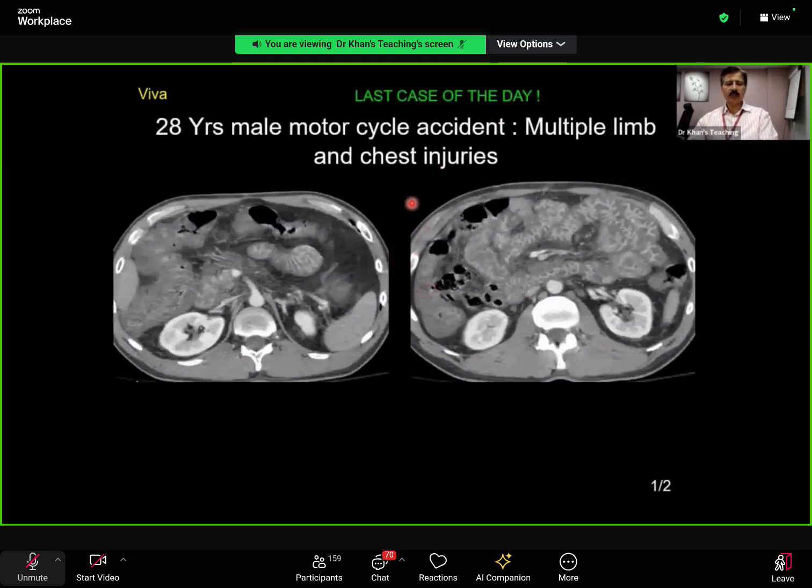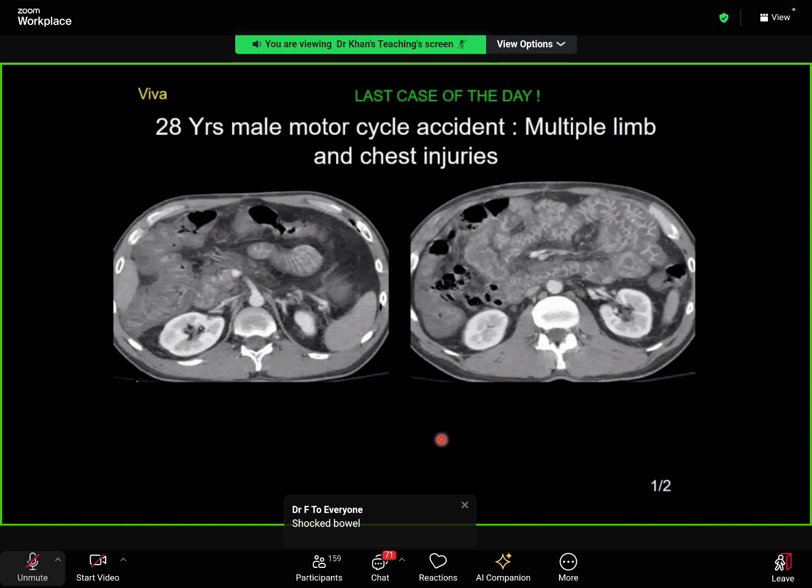Last case of the day. 28-year-old male, motorcycle accident, multiple limb and chest injuries. Over to you. So this is the last case of the day. Those of you who are still with us, there are 500 people. Good. So if you can concentrate on this one, this has come in the exam quite a few times.